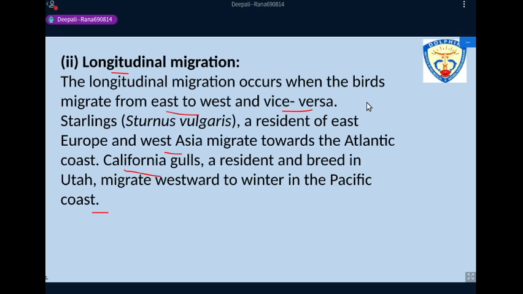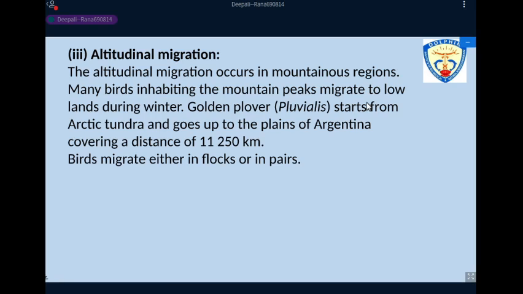Okay, so when a bird follows the longitudinal process, that means it migrates from east to west or west to east, it will be termed what? Longitudinal migration. Okay, then the third one is what? The altitudinal migration. So altitudinal migration occurs in mountainous regions according to the altitude. As we have seen, there are mountains where variation occurs in the altitude. Okay, so the movement will be from the peak to the bottom or from the bottom to the peak.